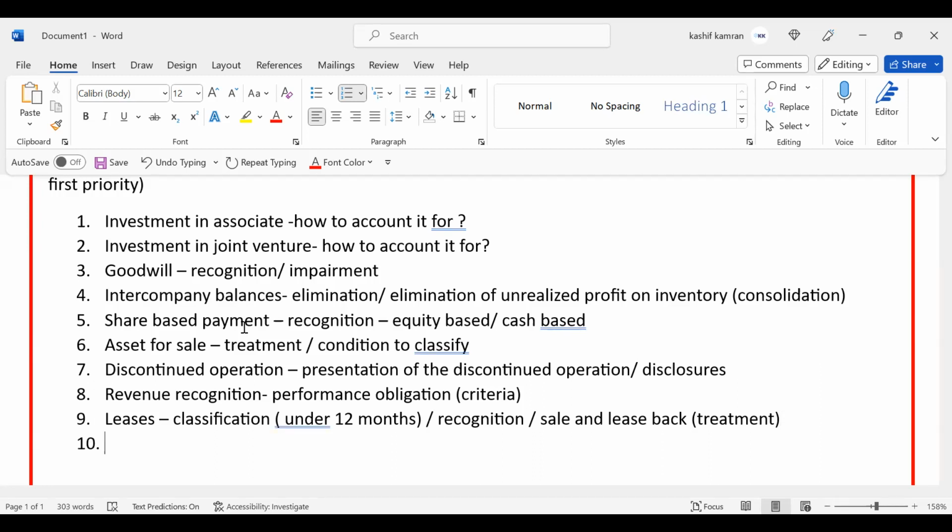Okay, then you come back to property, plant and equipment, useful life. A lot of questions come on useful life, estimations of useful life. A lot of questions come around depreciation, and initial recognition of property, plant and equipment.